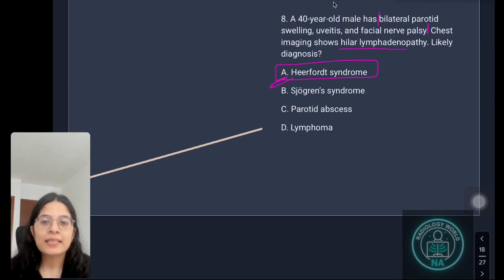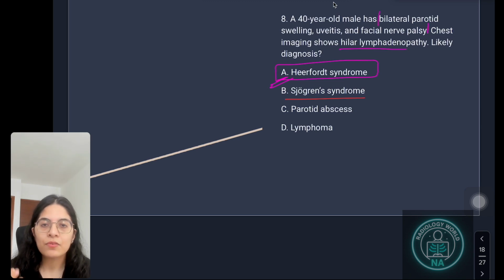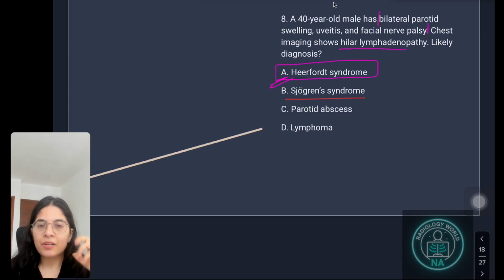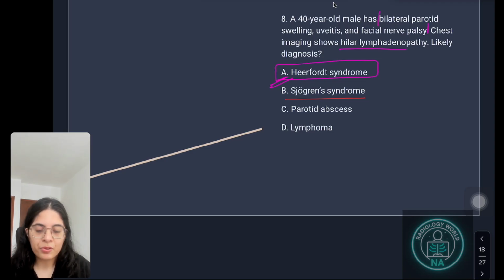Okay, so let's see why the other options are not correct. If I talk about Sjogren syndrome, they will give you the history of dry eyes and dry mouth, not facial nerve palsy or uveitis. Whereas parotid abscess is usually unilateral and presents with pain and fever. Whereas lymphoma, again there will be a more chronic history. They will either give you a past history of Sjogren syndrome, or a unilateral massive enlargement with some lymphadenopathy. That is basically lymphoma. It will not present with this. So again you can rule out the other options as well.